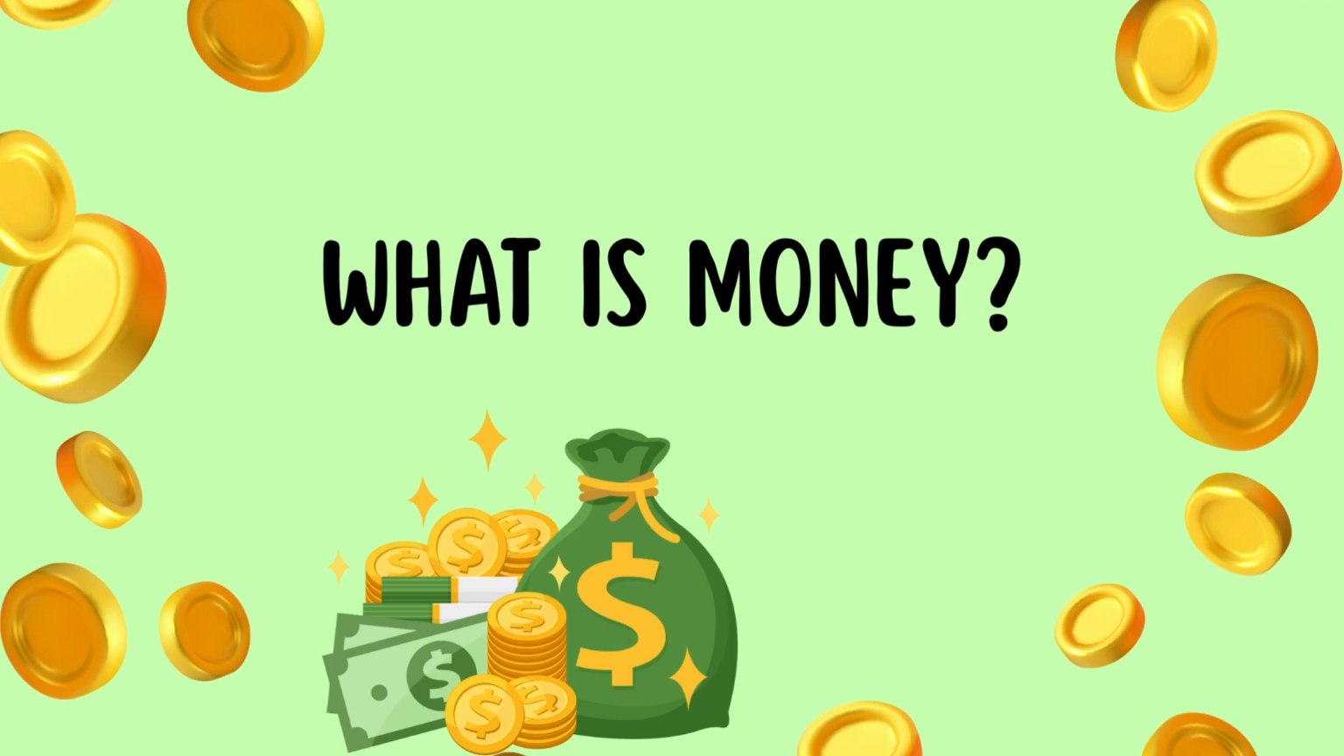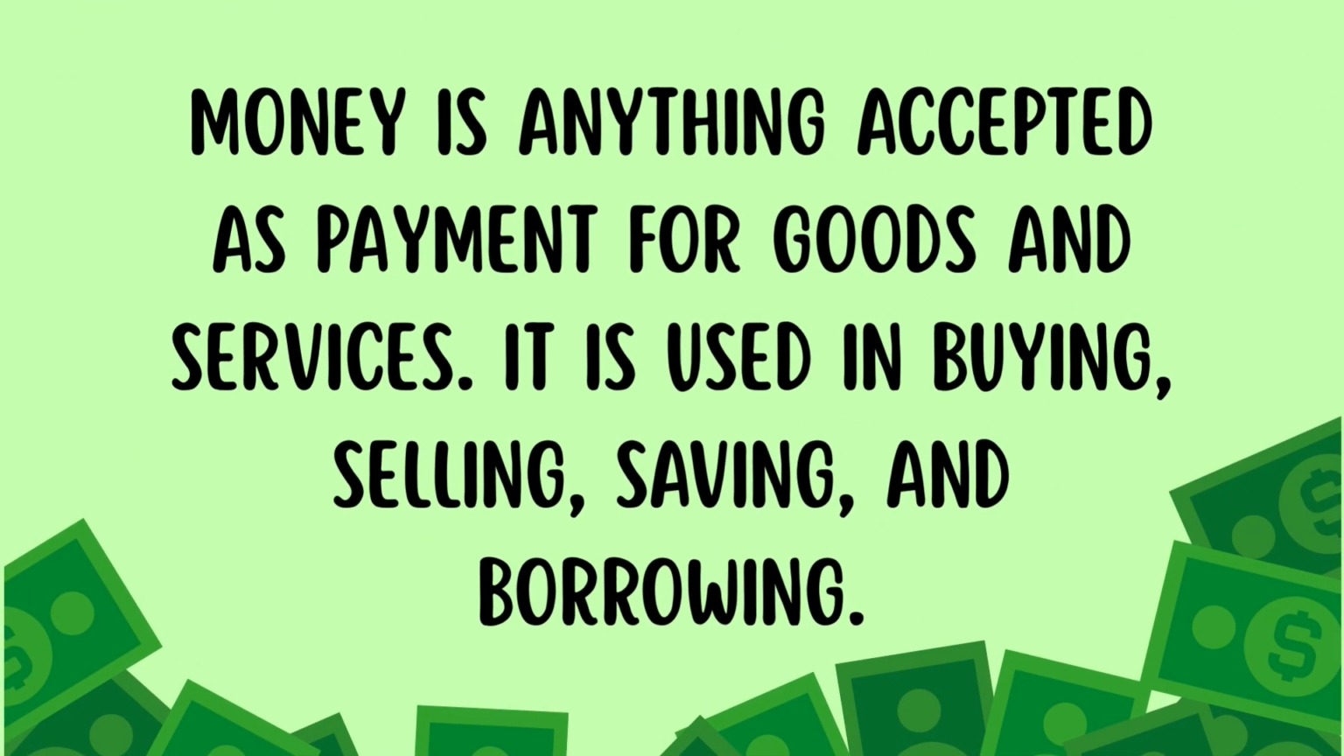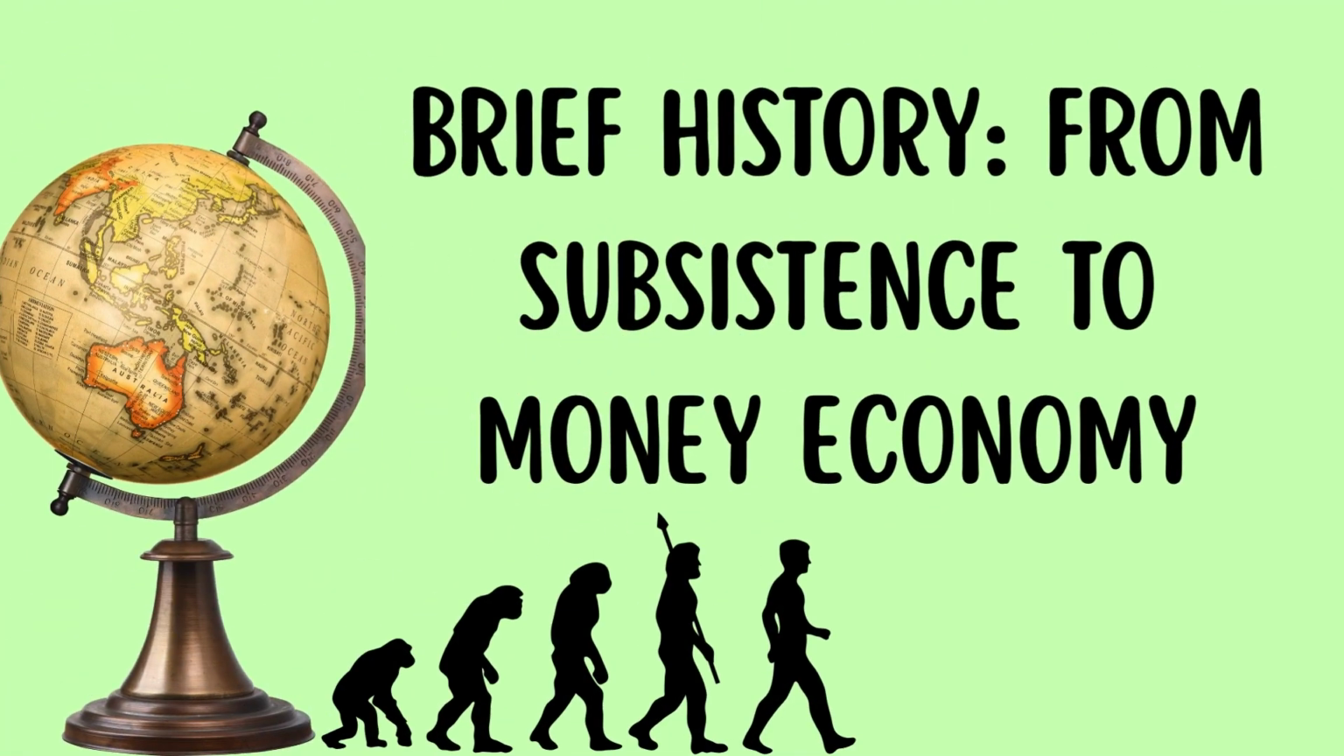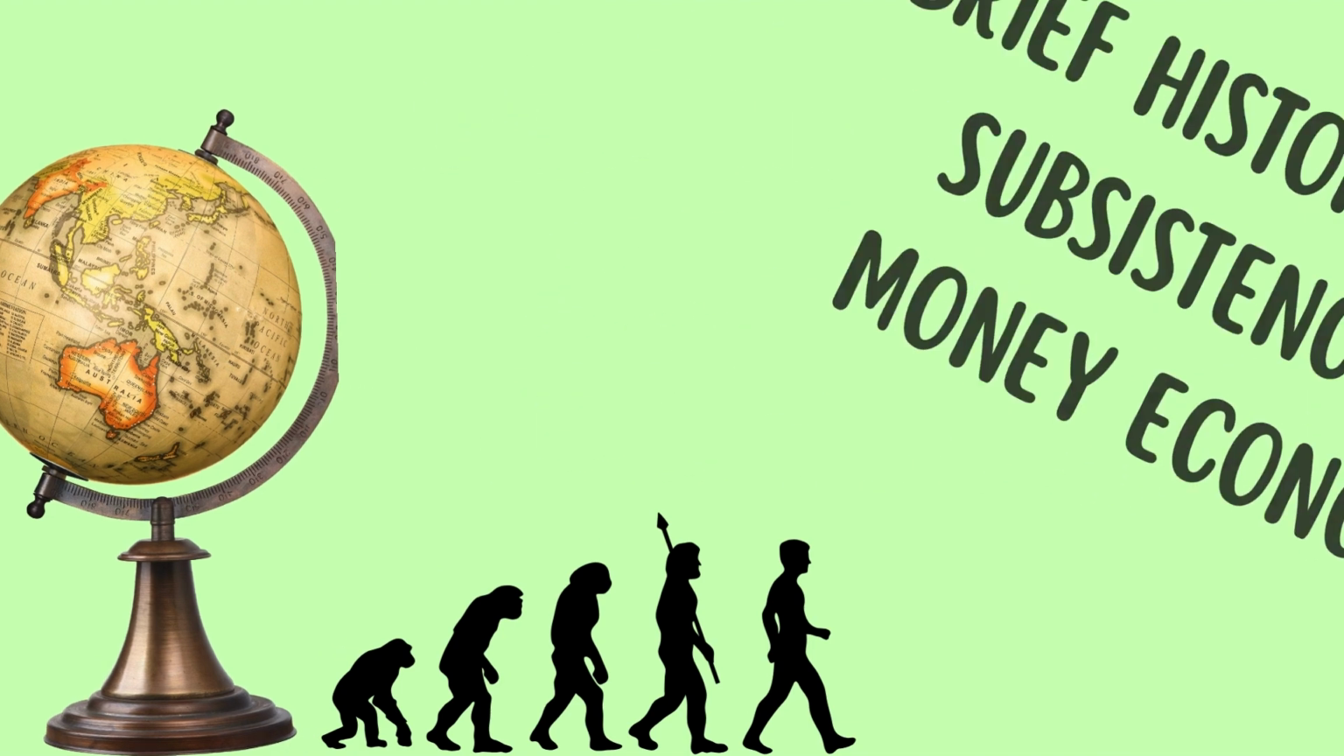What is money? Money is anything accepted as payment for goods and services. It is used in buying, selling, saving, and borrowing. Let's dive into a brief history of money, from subsistence to money economy.